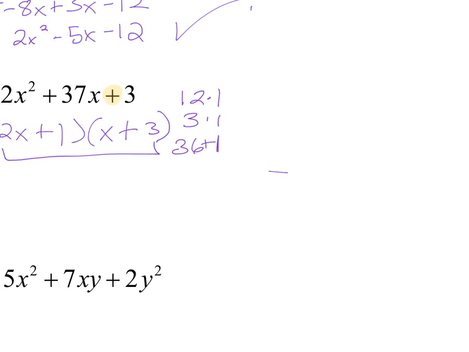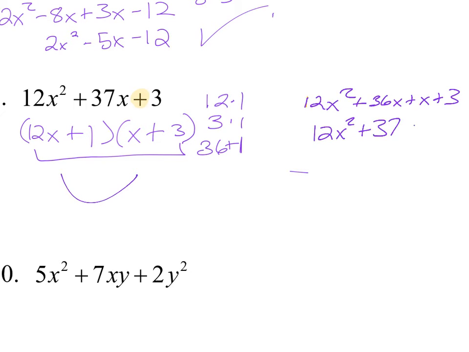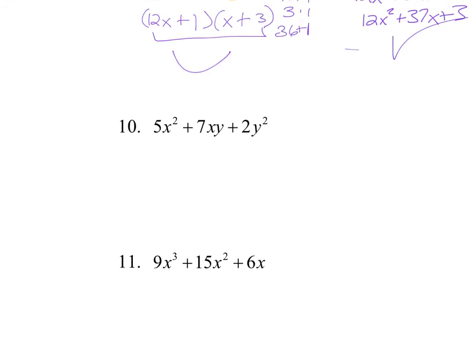Okay. Oh, wait, we didn't check it. Let's go check this guy. Okay, so we have, whoops, wrong color, can't read the yellow. We have 12x squared. We have 12 times 3 is 36x. And we have 1x. And we have 3. And sure enough, that's going to give me 12x squared plus 37x plus 3, which is what I started with, so check, it works.